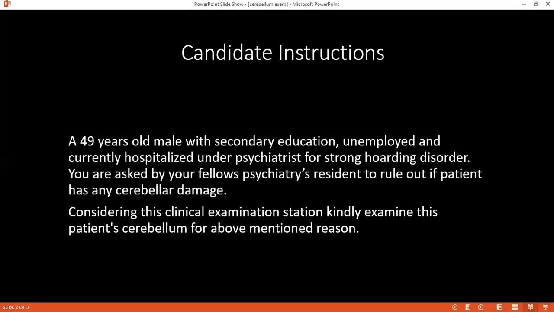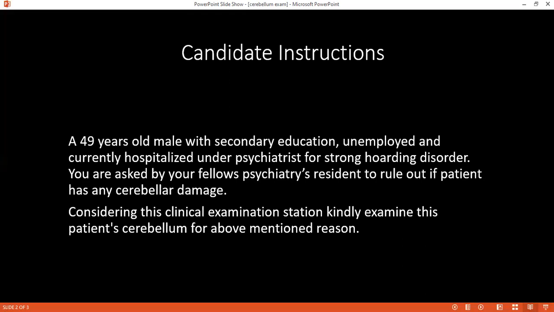Patient is having cerebellar disorder. How would the gait be? If the patient has a cerebellar disorder, there will be a broad-based gait, and the patient will also have unsteadiness when I ask him to walk in tandem, heel to toe in a straight line. He'll be unsteady.